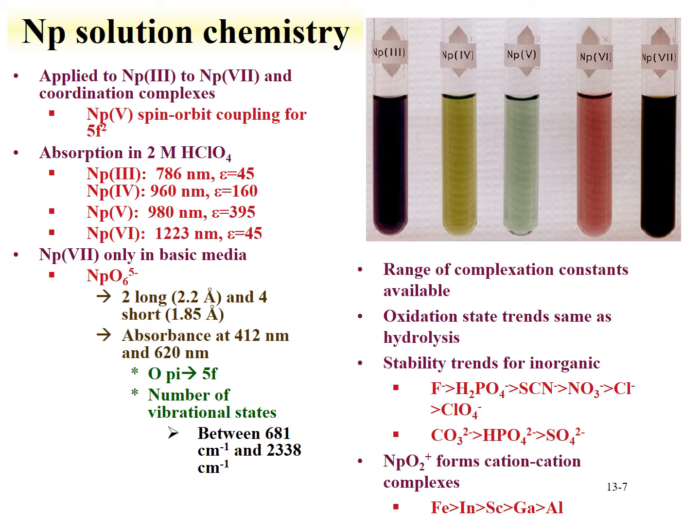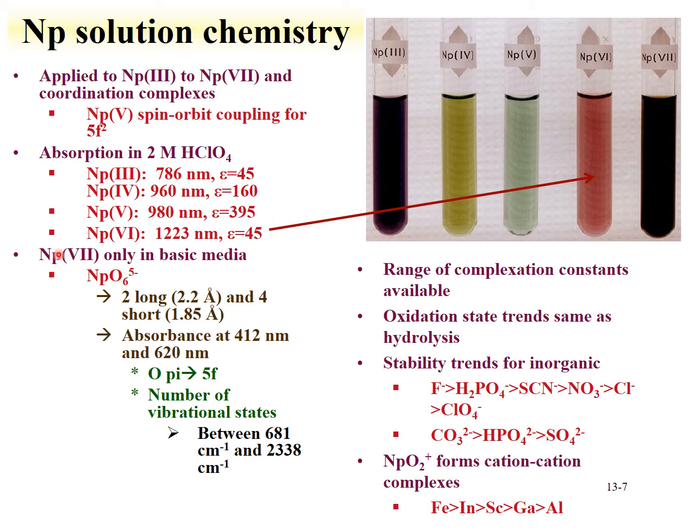Tetravalent neptunium is a little bit higher at 960 with a larger extinction coefficient. The prominent oxidation state in solution, neptunium-5, has a very large molar absorptivity, close to 400, and is in the near IR region, close to 1,000. And neptunium-6 is over 1,000, at 1,200 nanometers, with a molar extinction coefficient of 45.